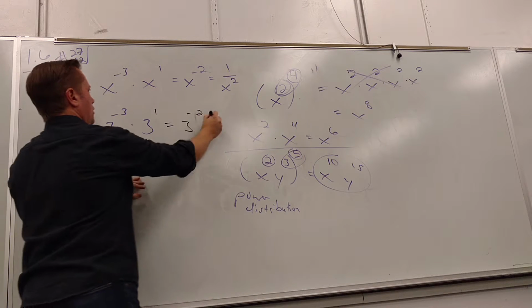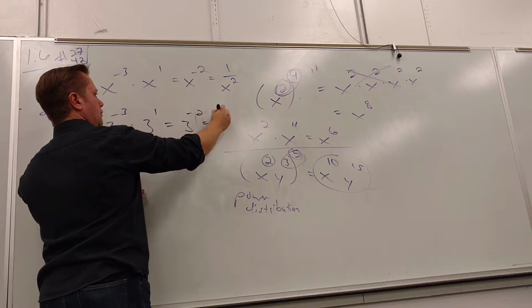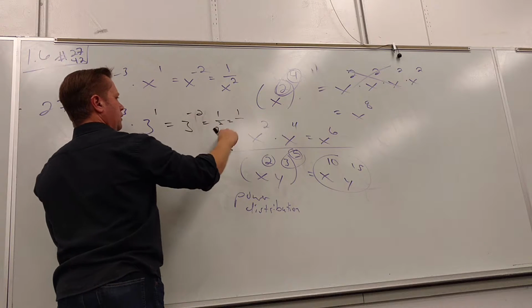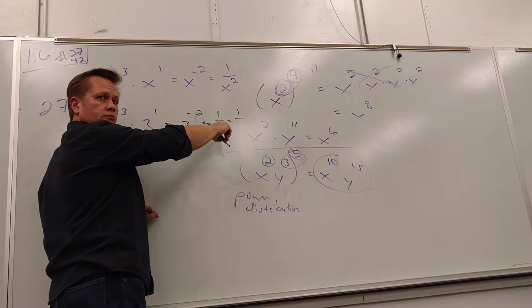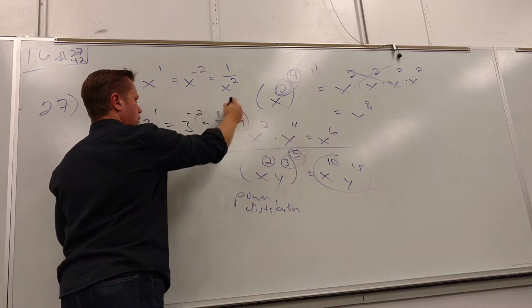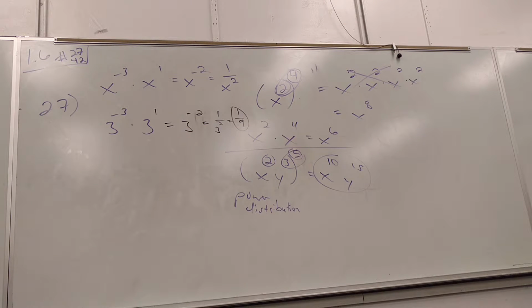And of course, this is the same way. It's 1 over 3 squared, which is 1 over 9. That's 1/9. So you have to get all the way to 1/9 to get the answer right. Exactly.